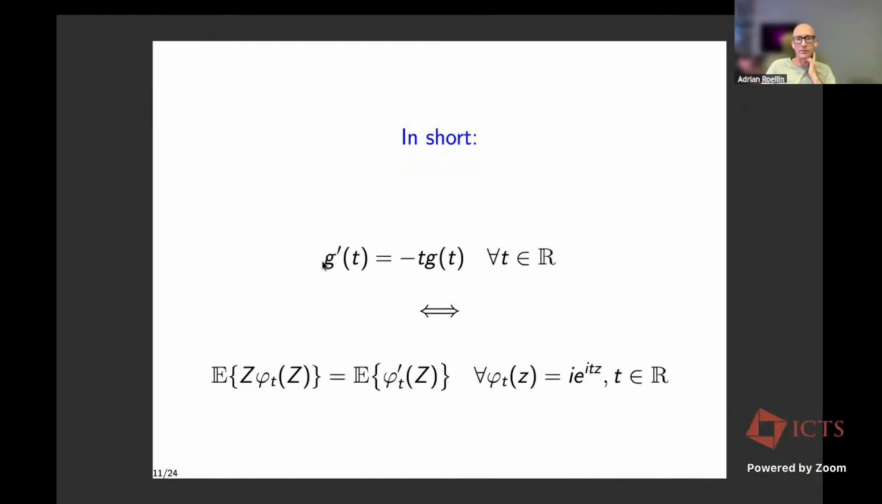So again, that's the basic idea. If our characteristic function satisfies this ordinary differential equation for all t, and of course we have the boundary condition that at 0 we need this to be 1, that's equivalent to saying that these two expectations are the same for all functions of this form.